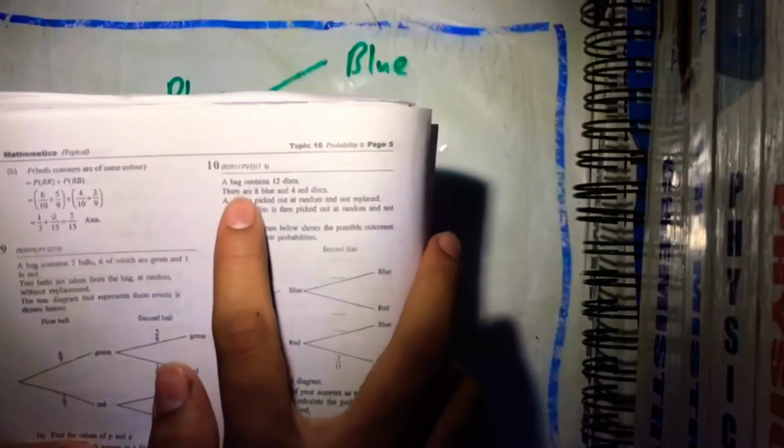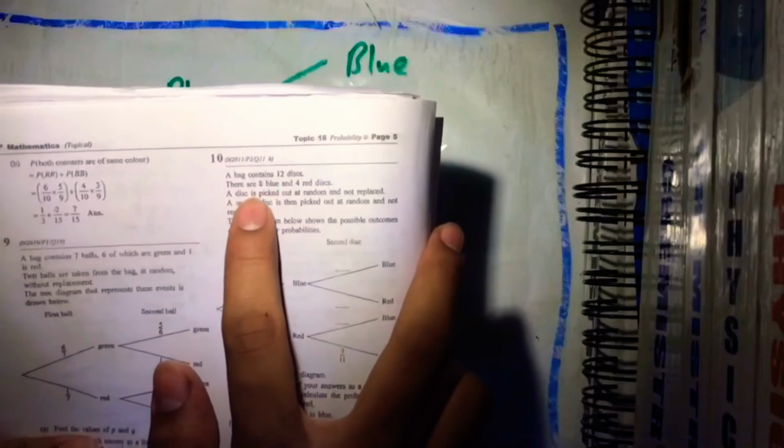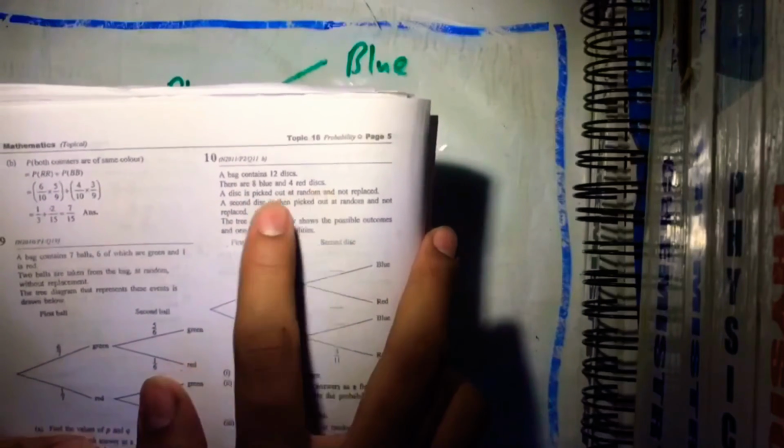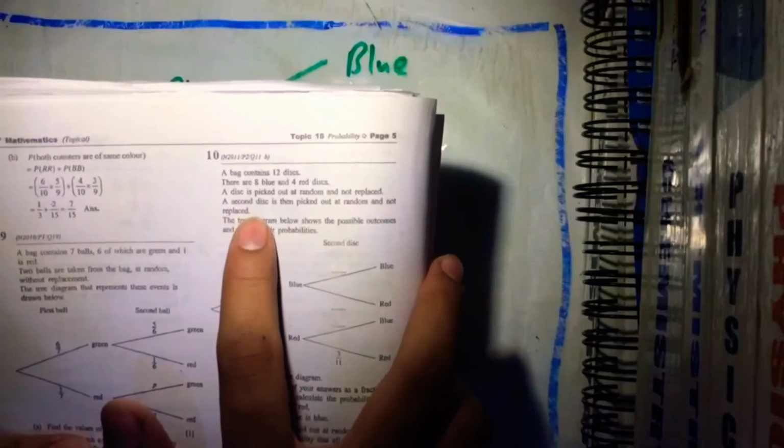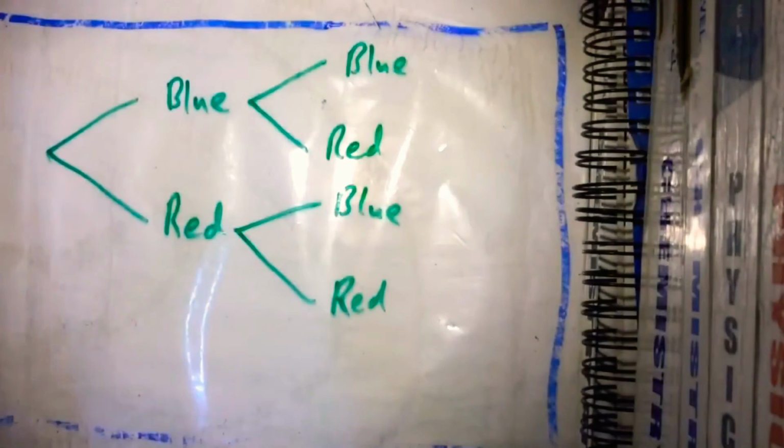The next question is question 10. A bag contains 12 discs. There are 8 blue and 4 red discs. A disc is picked out at random and not replaced. A second disc is then picked out at random and not replaced. The tree diagram below shows the possible outcomes and one of their probabilities. Complete the tree diagram.